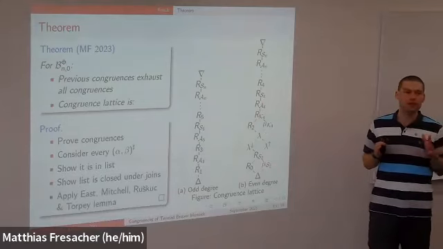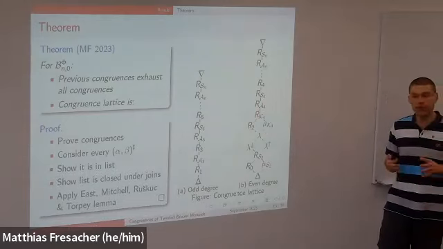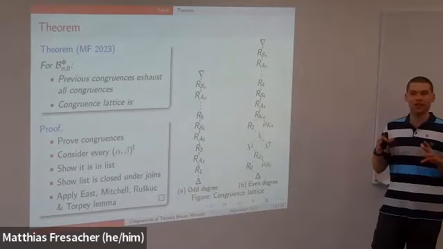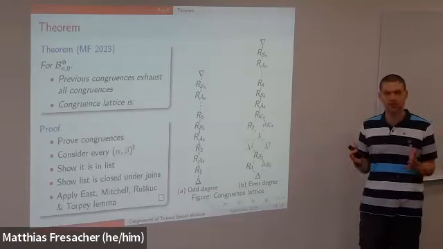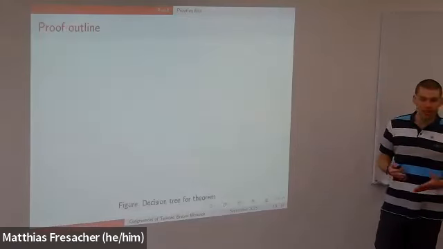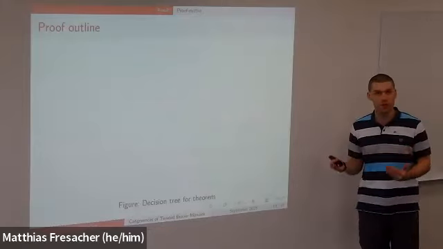And then I'm able to employ a very powerful lemma by East, Ruškuc, and Torpey, which essentially says, if we have these above conditions satisfied, then the list of congruences I have is in fact the entire congruence lattice of the monoid. To give you a better understanding of how to check all of the different congruences, this is the decision tree I went through.